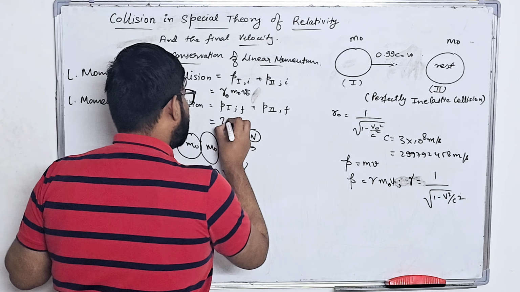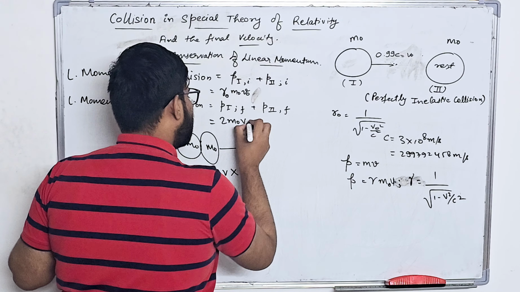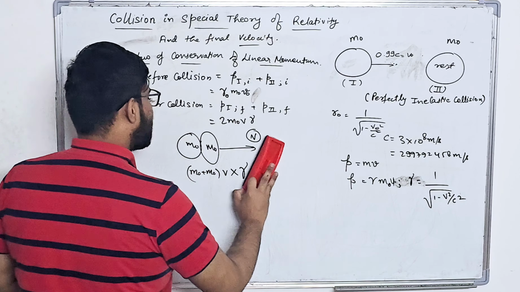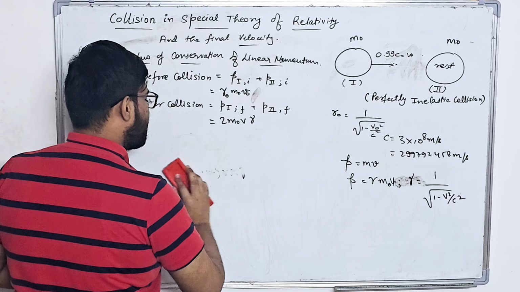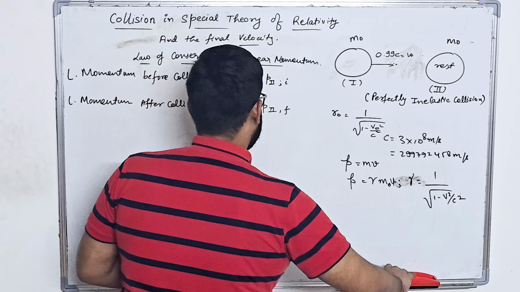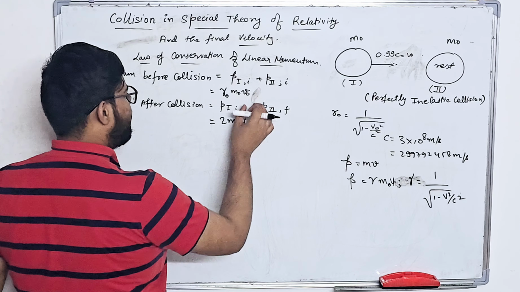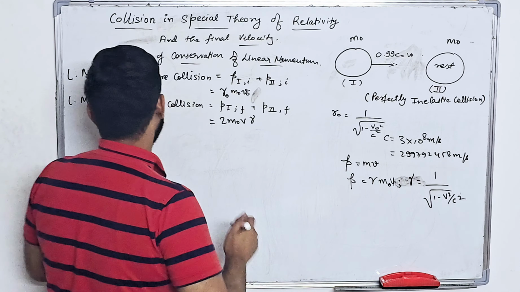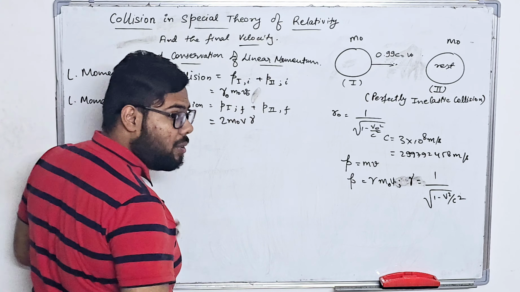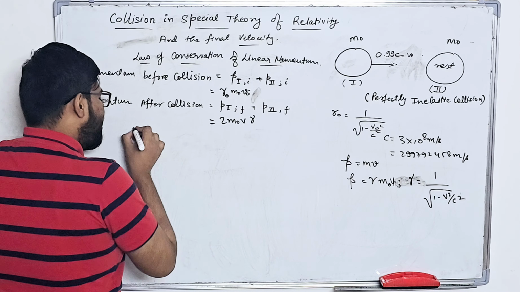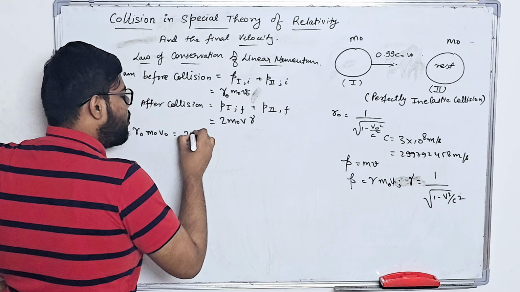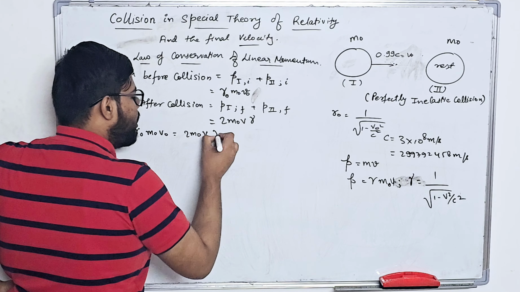So this is equal to 2 m naught v times gamma, right? Okay. Understood this expression? So we have got this expression and we have this expression. Now from law of conservation of linear momentum, they both must be equal, correct? So we'll have gamma naught m naught v naught is 2 m naught v into gamma.